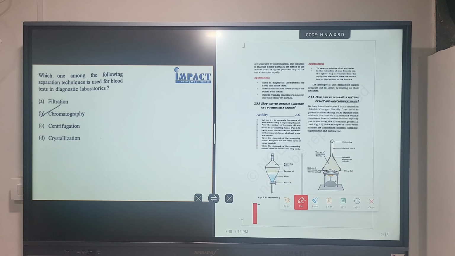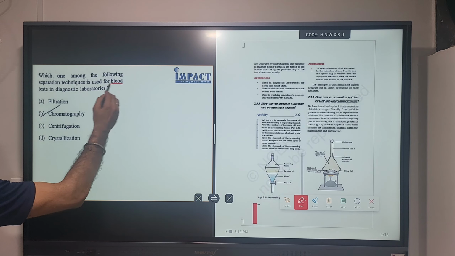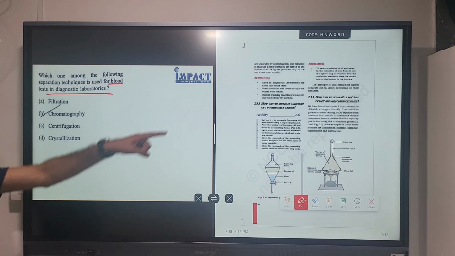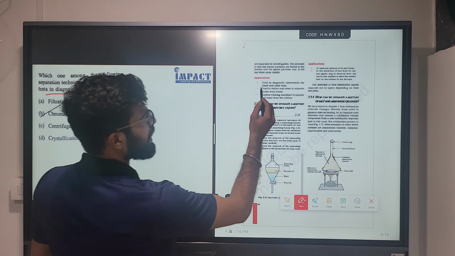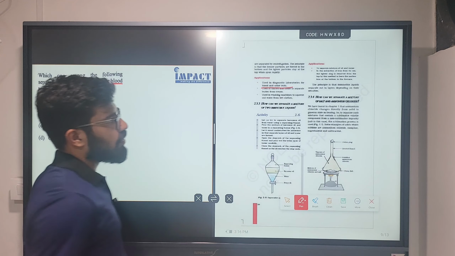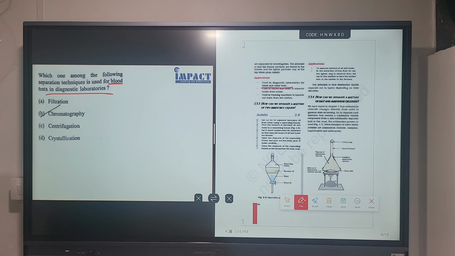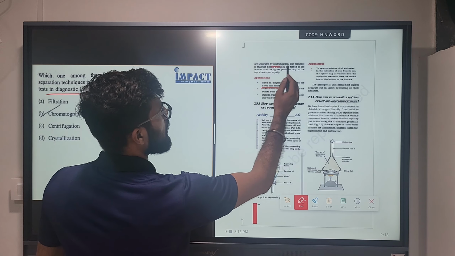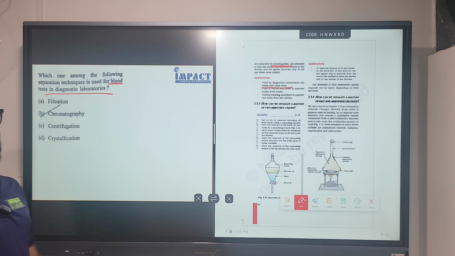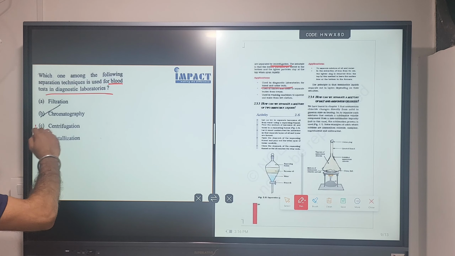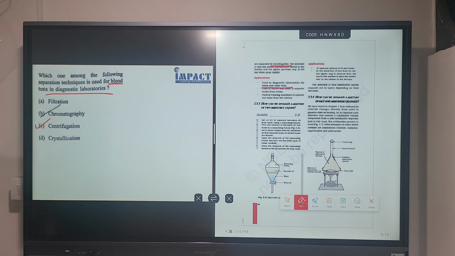Which of the following separation techniques is used for blood tests in a diagnostic laboratory? This is an NCERT page. Here you can read: used in diagnostics of laboratories for DNA and for blood and urine tests, and the process is known as centrifugation. Pure NCERT, nothing else. Direct question, centrifugation is the right answer.